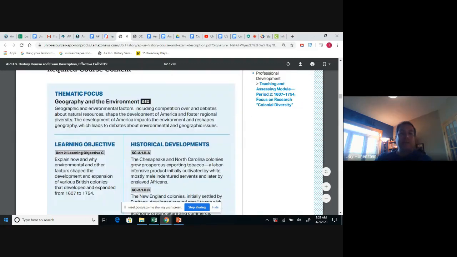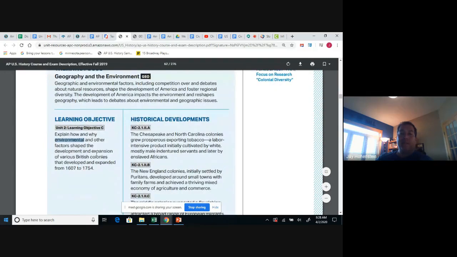And so it asks you to think about how and why environmental and other factors shaped the development and expansion of various British colonies that developed and expanded from 1607 to 1754.